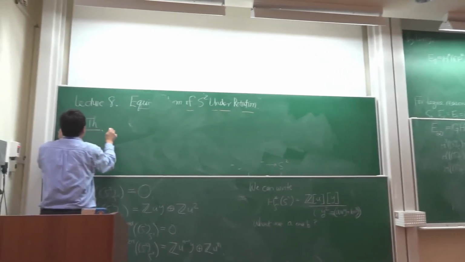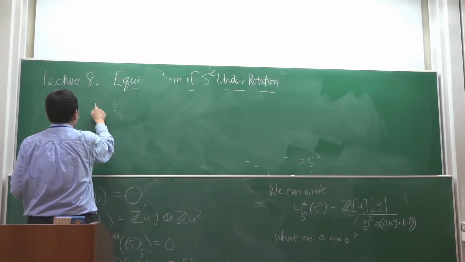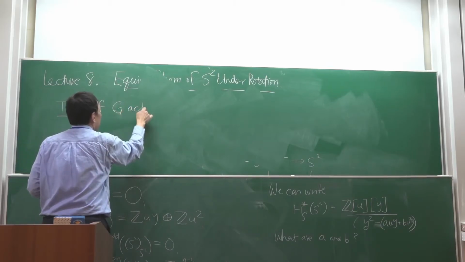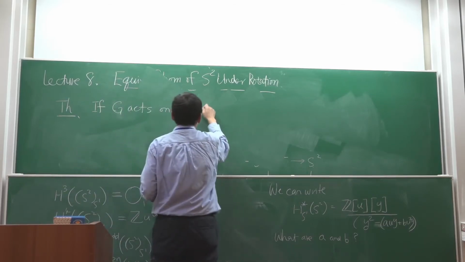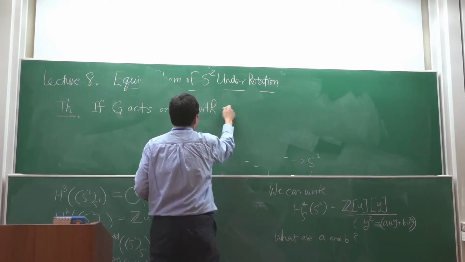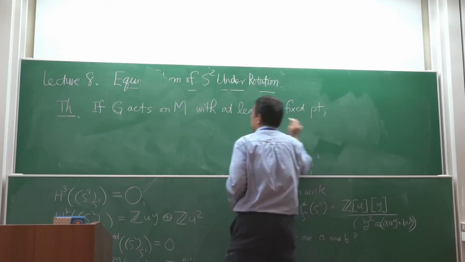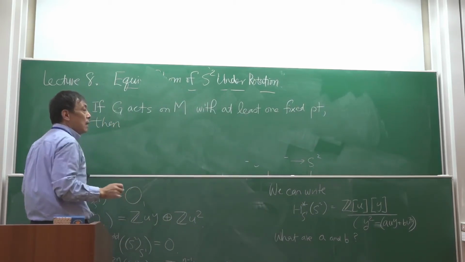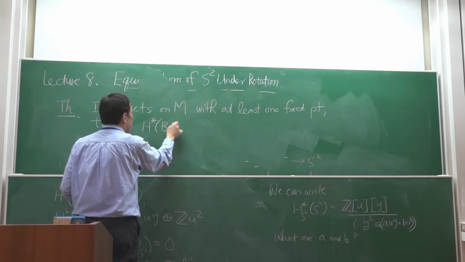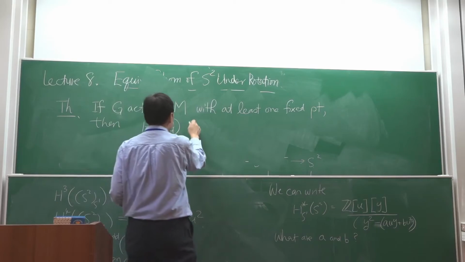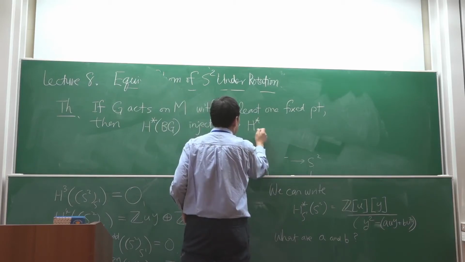Theorem: if G acts on M with at least one fixed point, then the cohomology of the base, which would be BG, injects into the equivariant cohomology of M.